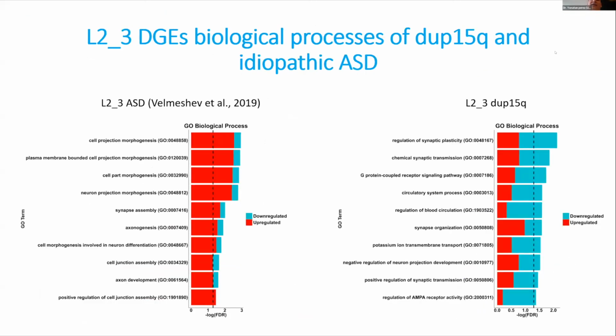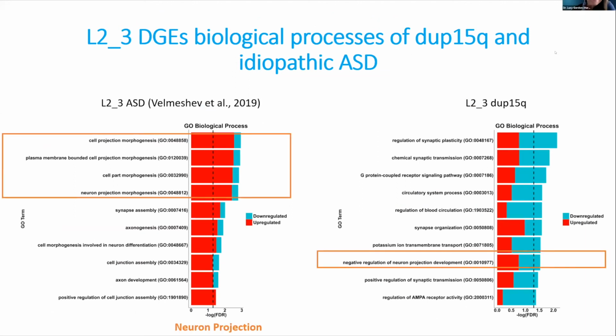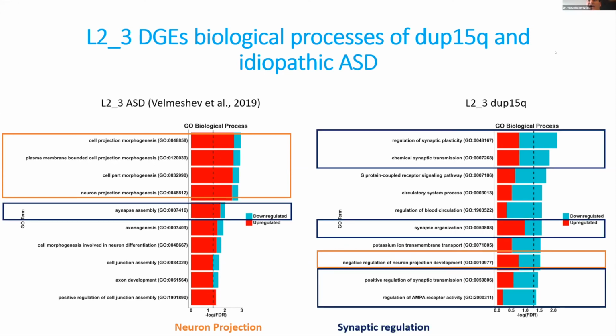So again, asking what the biological processes are for these genes. Yeah, this is the last slide. Again, neuron projection associated terms and synaptic regulation seem to be the pathways that are preferentially affected in both.